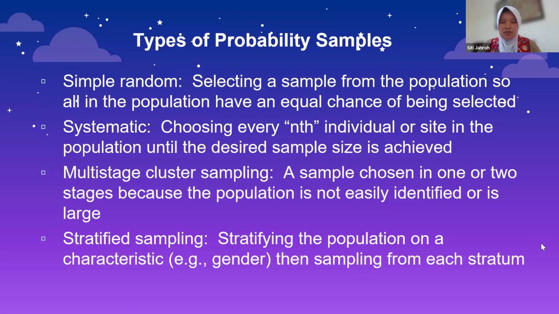And then there's stratified sampling. It's stratifying the population by a certain characteristic, for example age strata. For instance, you make a classification based on gender, based on income; that's the grouping.